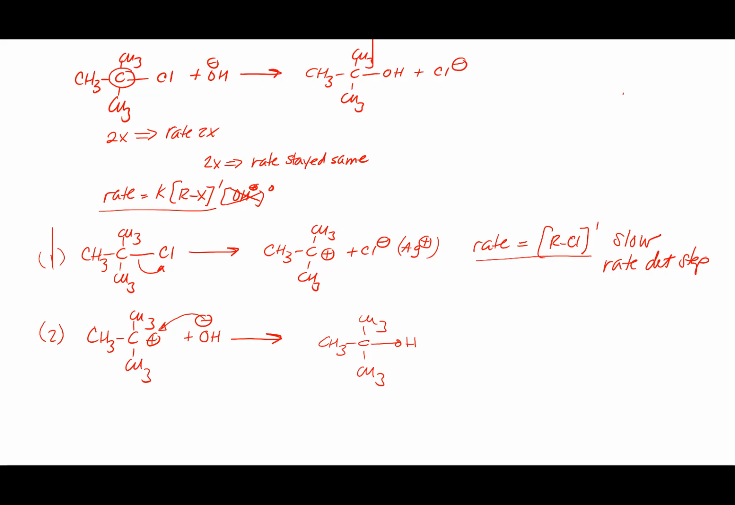So that's the rate determining step. Whenever you have multiple steps, they will occur at different rates. The slow step is the rate determining step. That dictates how fast the product's formed. It takes a long time for the chloride to break. As soon as the chloride breaks, hydroxide comes right in and adds to it. So the first step's the rate determining step.